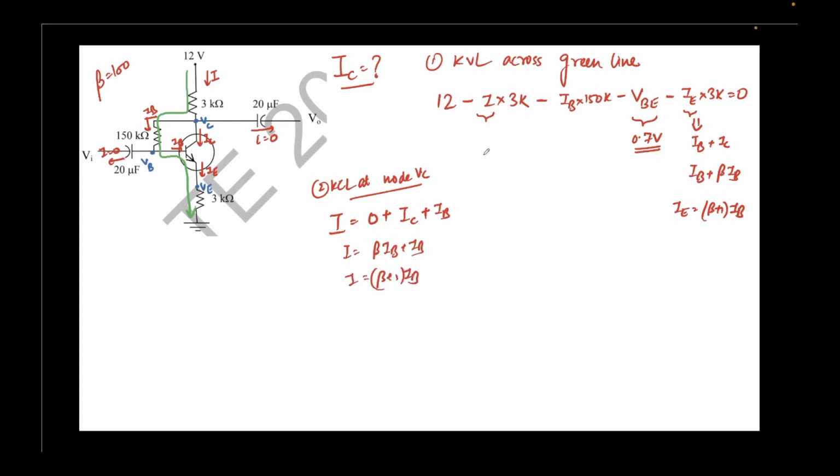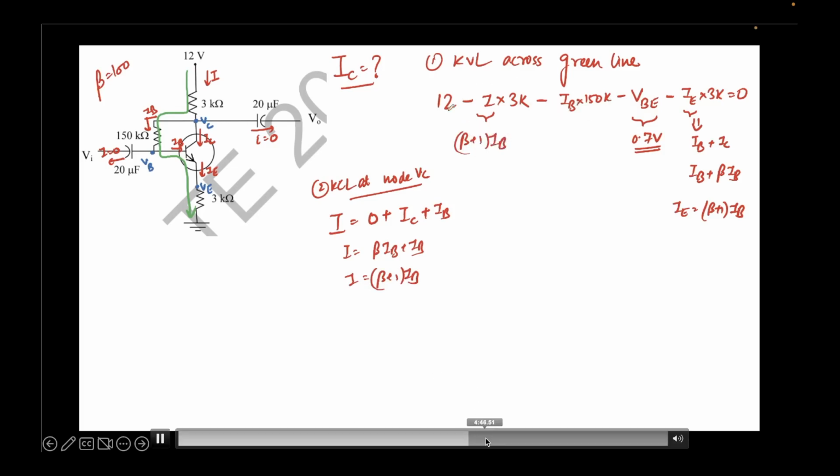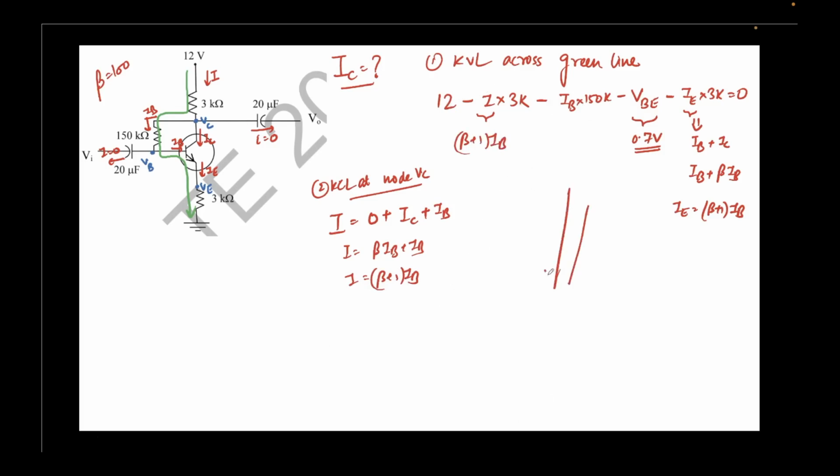So now the I we have calculated is nothing but beta plus 1 times IB. Now I'm going to solve this equation down here. So we have obtained that, solving this here, this is now 12 minus the value of I, which is beta plus 1 times IB, times 3K, minus IB times 150K, minus 0.7, minus IE, which is again beta plus 1 times IB, times 3K, equal to 0.